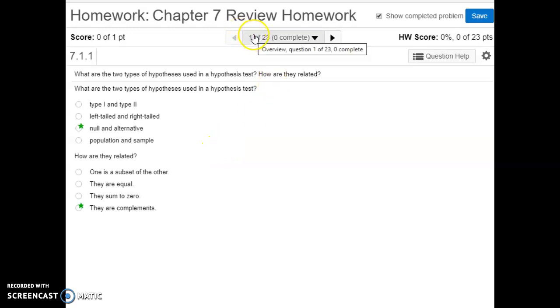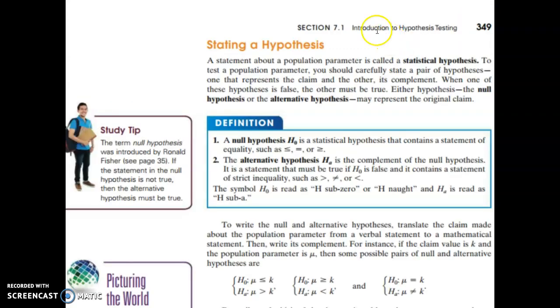And number one, we're starting to look at hypothesis tests. Every hypothesis test has a null and an alternative hypothesis. These are discussed in 7.1. The null hypothesis is a claim, kind of our baseline claim about a population value, a population mean, a population proportion, or so on. And then the alternative hypothesis will be the complement of the null hypothesis.